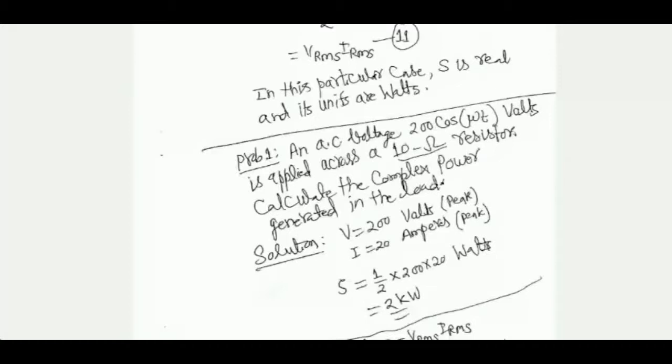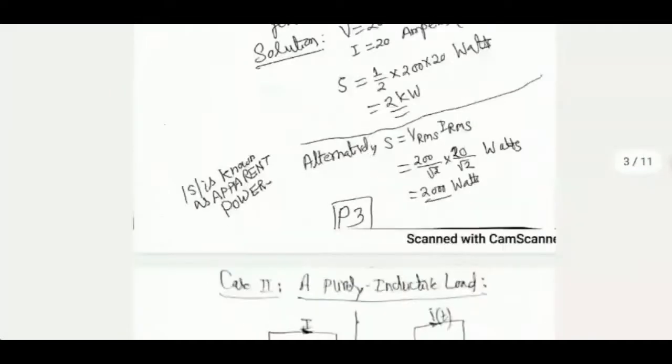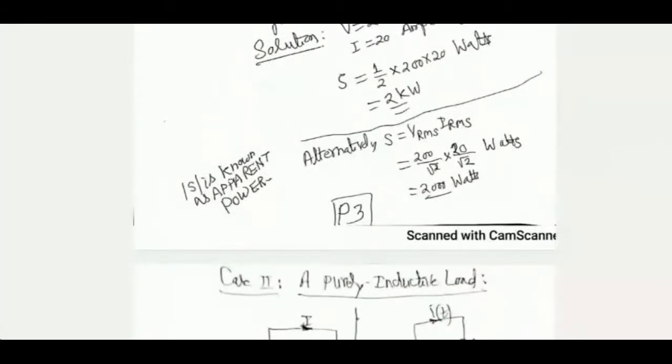Vm is 200 volts, theta V is 0. So the phasor value for the voltage is 200 volts. Okay, peak value. Current phasor will be 200 divided by 10 amperes, which is 20 amperes. So you do Vm Im divided by 2 for S. It turns out to be 2000 watts or 2 kilowatt.